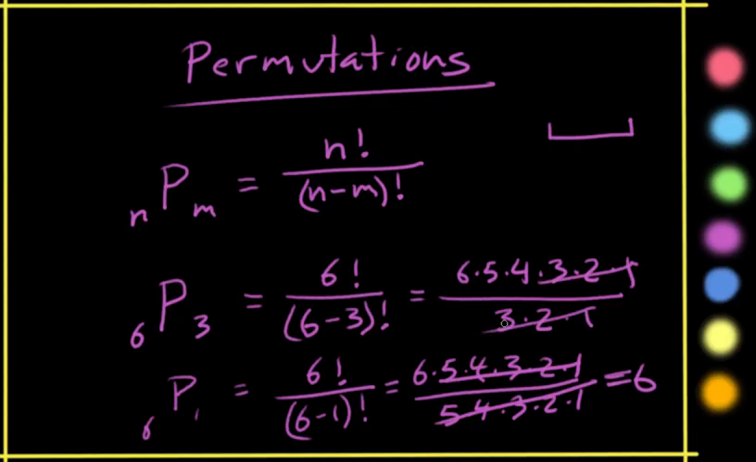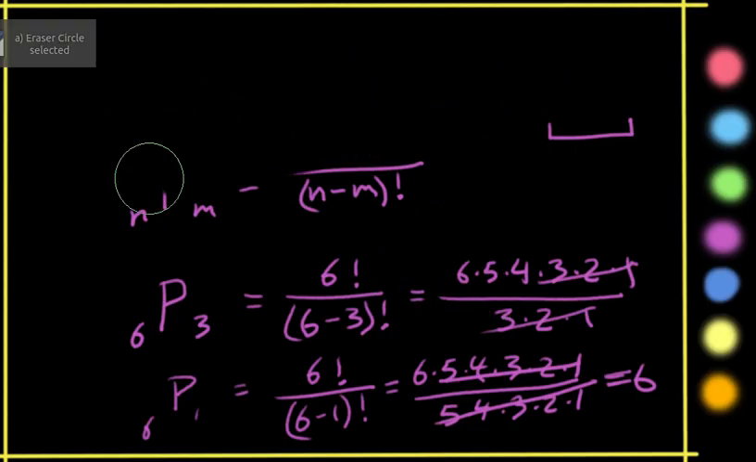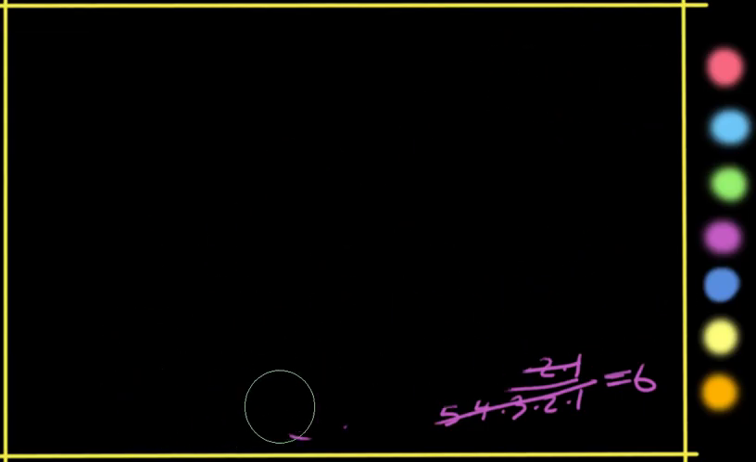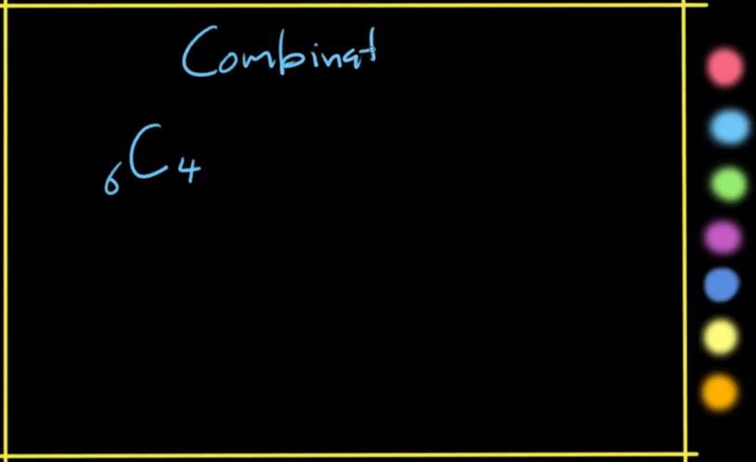So the next idea is combinations. So let's go into combinations. Combinations is very similar to permutations, except the order doesn't matter. So here, let's say I have my 6 hats, but I am going to choose 4 of them to give to my friend. Right, so that would be 6 choose 4. So this is called combinations.